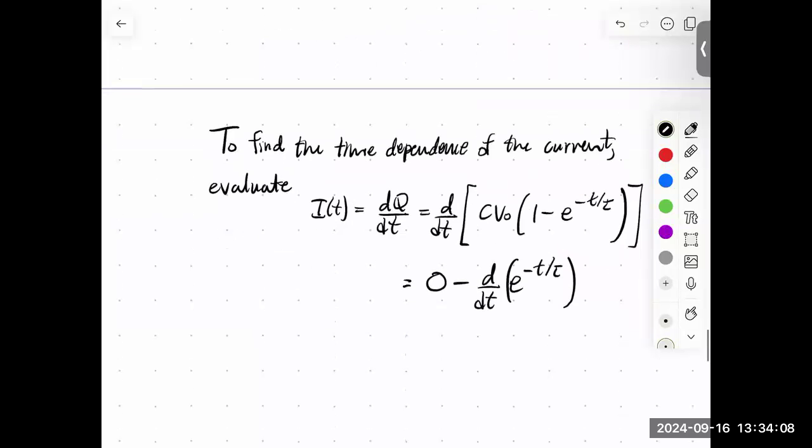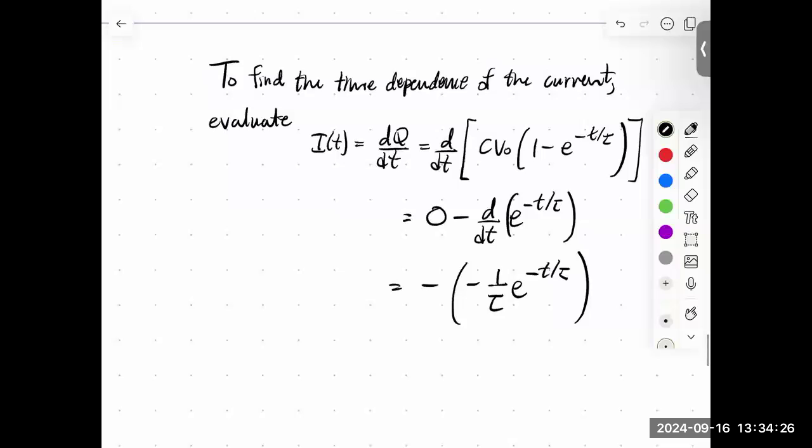Yeah, minus 1 over tau times e to the minus t over tau. So you get the exponential back again. And so this minus sign is going to cancel with that minus sign. And so I forgot something. What did I forget?